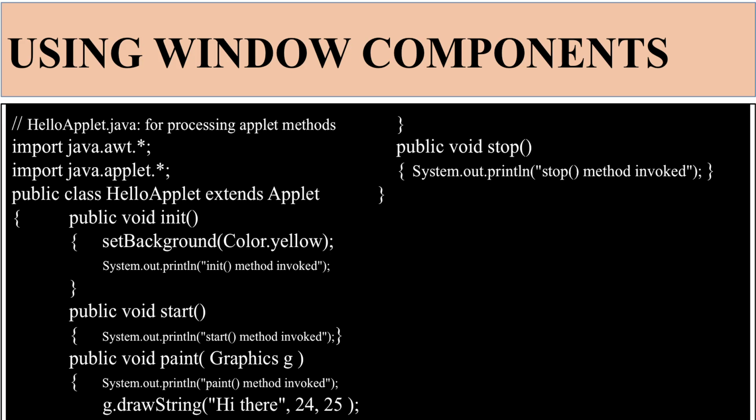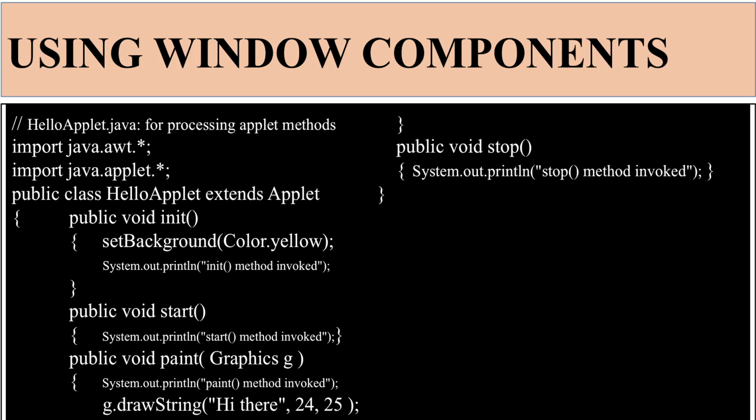Now you can see public void init. This is the first function. We must always write the init function in a class. Inside the init method you can see the first function, setBackground(Color.yellow). So the background color will be yellow, and there is also one more line, System.out.println("main method invoked"). This is the message under init.